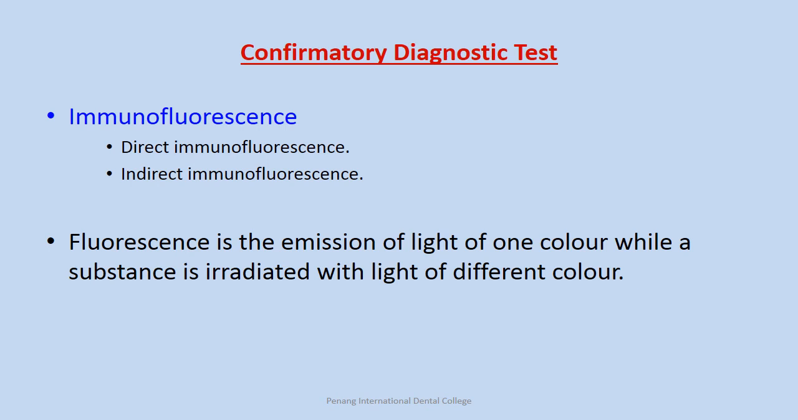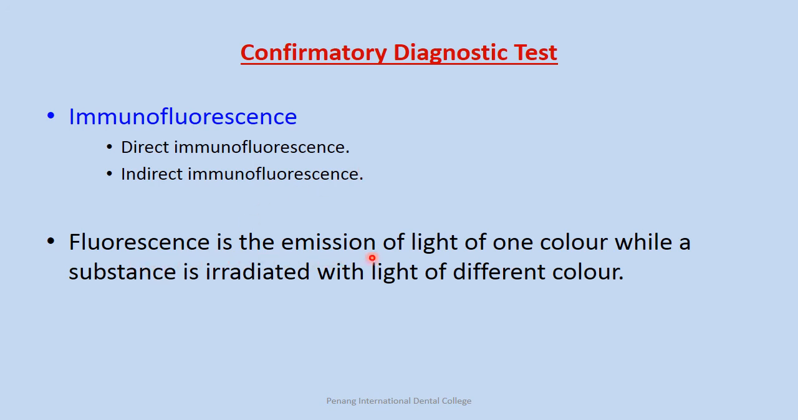The confirmatory diagnostic test for pemphigus is immunofluorescence. Okay, so immunofluorescence, I will explain what it is. There are two types, direct immunofluorescence and indirect immunofluorescence. Direct immunofluorescence, please remember, is done on tissue biopsies. That means it has to be done only on tissue biopsies, whereas indirect immunofluorescence is done on specimens, that is blood specimens that are collected from the patient. Okay, so that is the biggest difference. The rest of it you will understand.